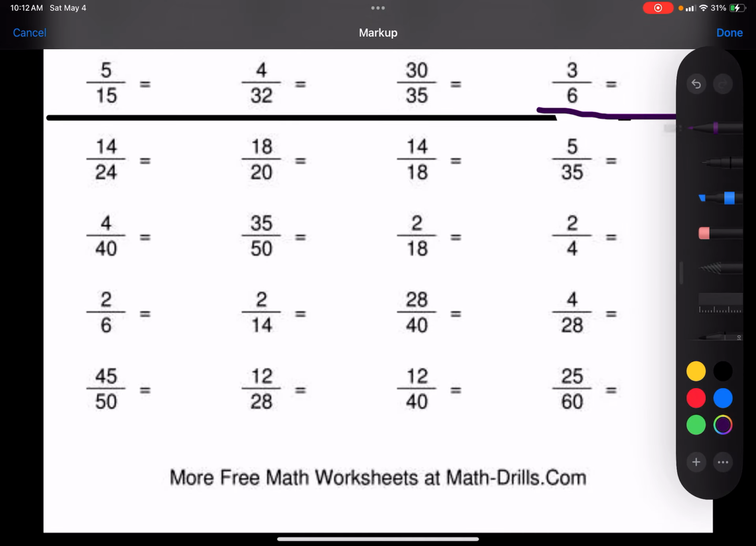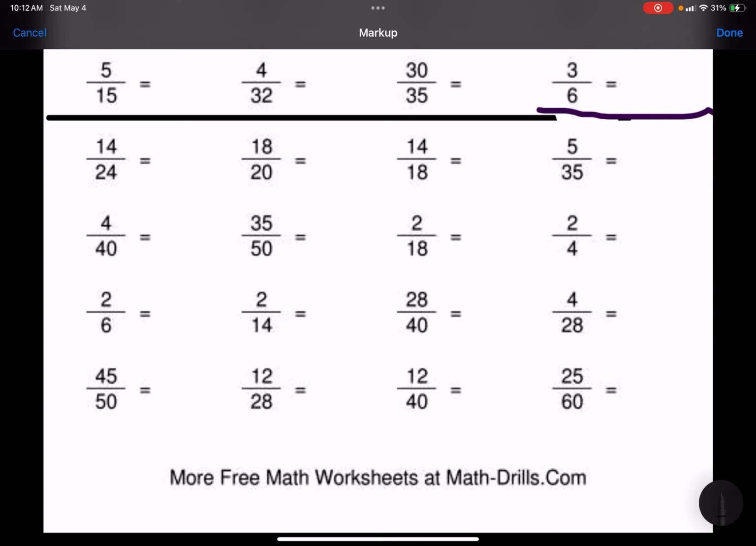Okay, we're going to do our checkpoint exercise. So pause the video and press play when you're ready.